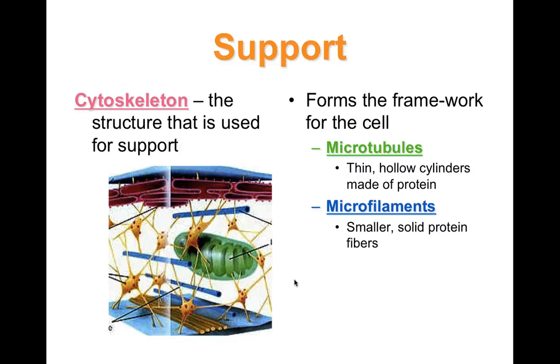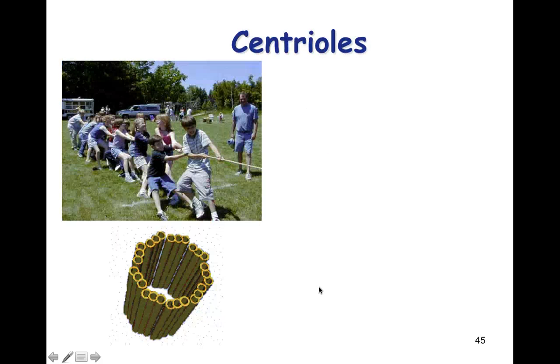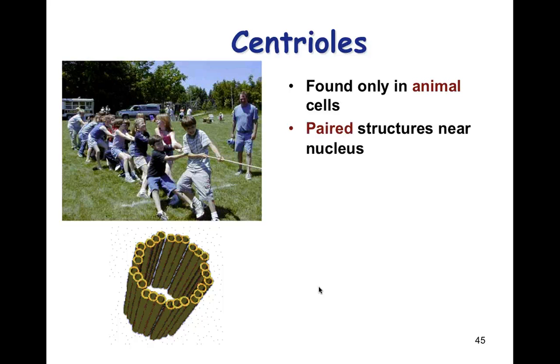Support system. Cyto means cell. Skeleton, just like we have a skeleton, the cell has a skeleton, the cytoskeleton. The structure that is used for support. We have microtubules, which are these blue-looking structures, thin, hollow cylinders made of proteins. Okay, and then we also have these microfilaments throughout, small solid protein fibers that are going to give support and structure to these cells. And we have centrioles, found only in animal cells.